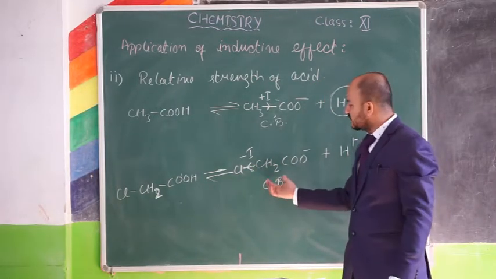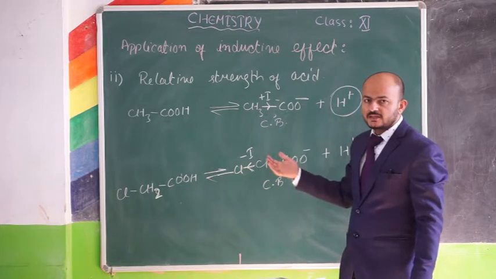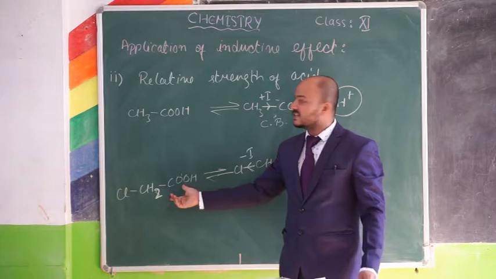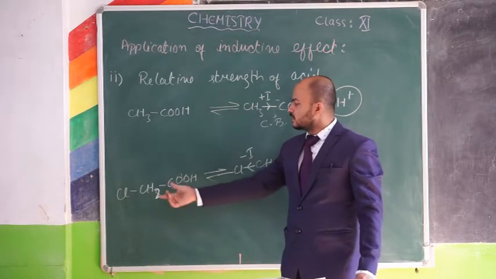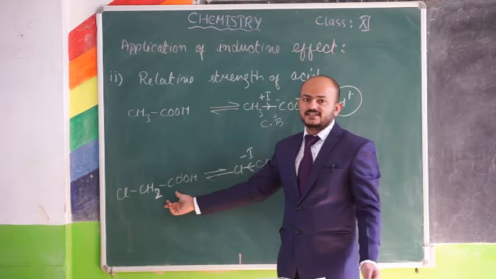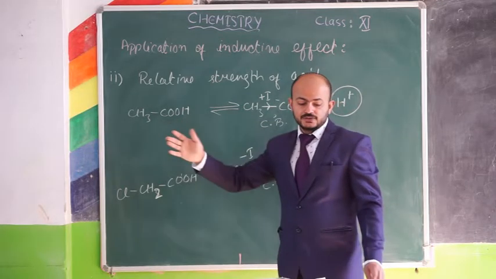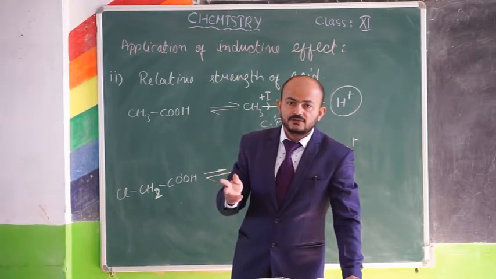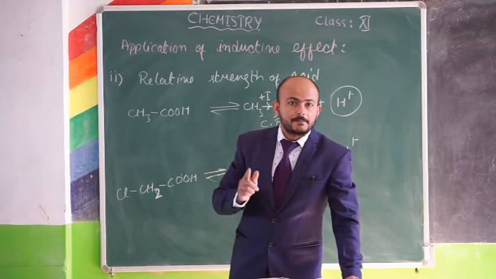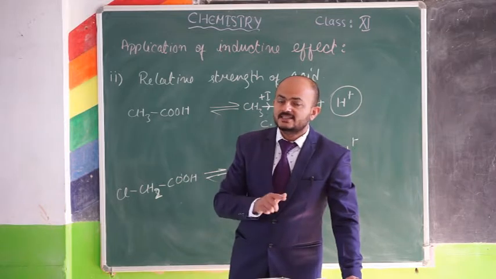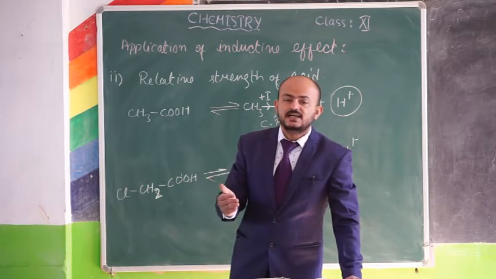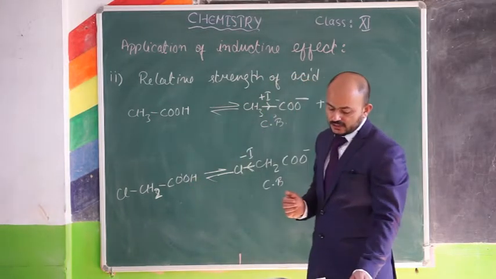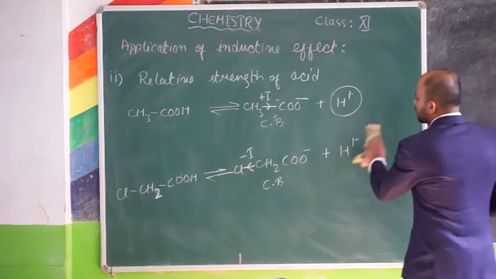I told you, if the conjugate base is more stable, that acid will be more acidic. That means in comparison to these two acids, chloroacetic acid is a stronger acid compared to acetic acid. So you can remember this way: whenever you are comparing acidic strength based on inductive effect, those acids showing minus I effect will be more acidic compared to the ones which show plus I effect. Hope this is clear.